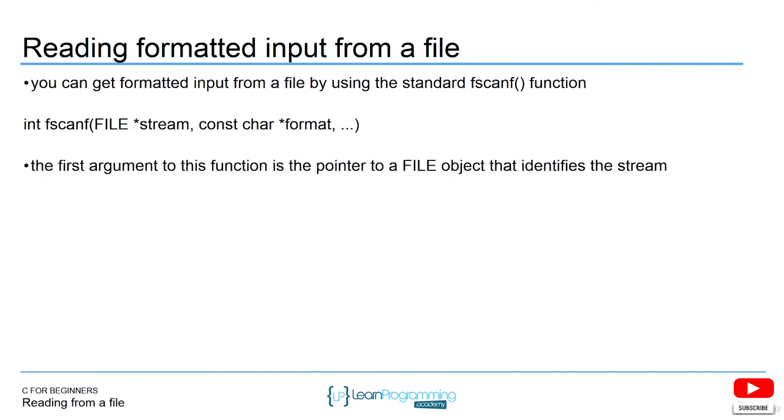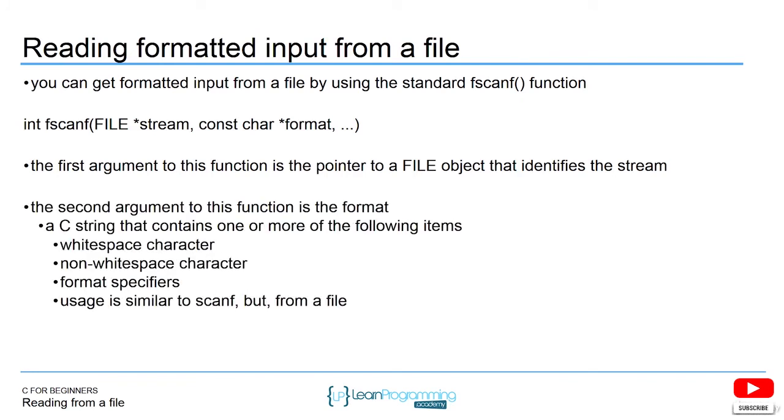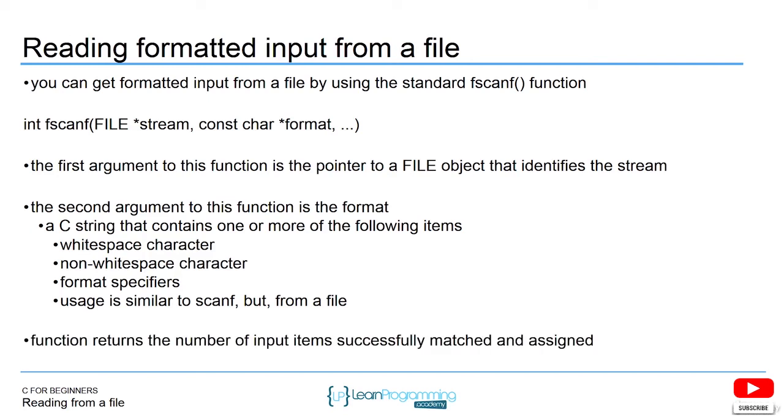So the first argument to the fscanf function is a pointer to a file object that identifies the stream. We have to know what file we're reading from. The second argument to the function is the format. This is a C string that contains one or more of the following items: white space character, non-white space character, format specifiers. The usage is the same as the scanf and the printf, but instead it's from a file. So inside the double quotes, you can put in text. You can put in white space or non-white space characters, but the format specifiers are really how you're going to store the data, how you're going to read in the data. And then you specify variables that you want to read it into. The function returns the number of input items successfully matched and assigned.